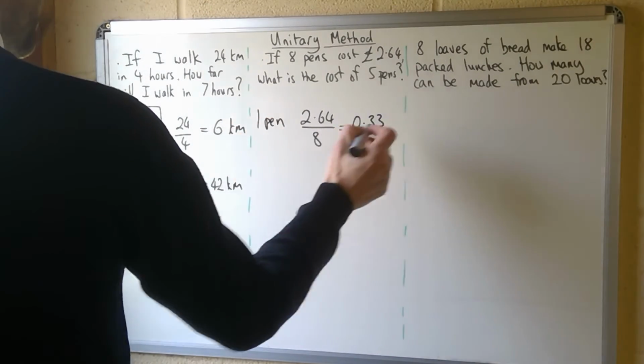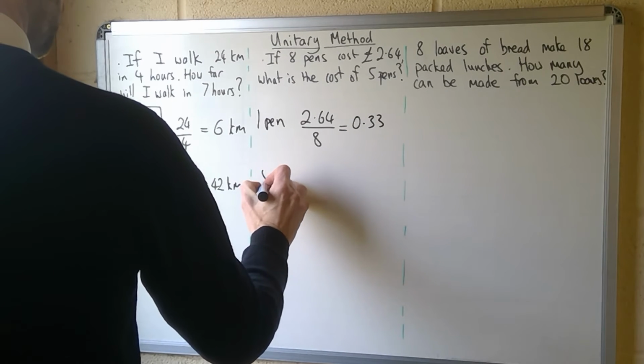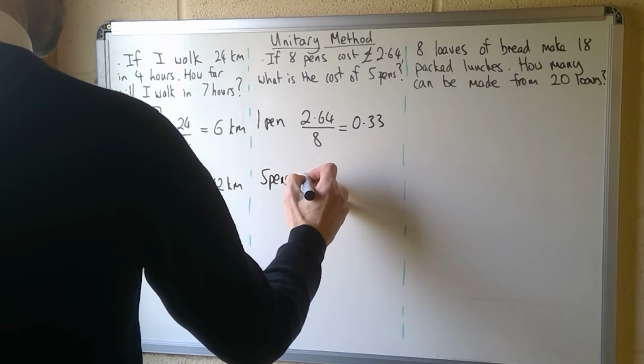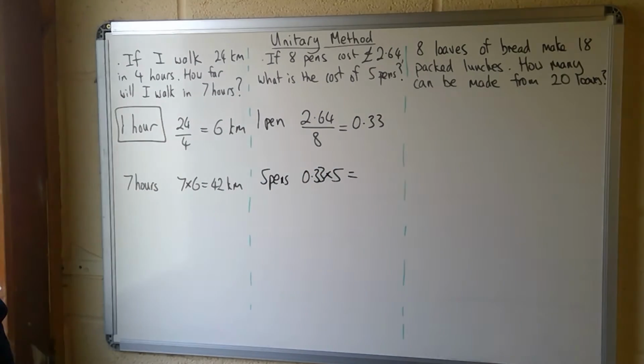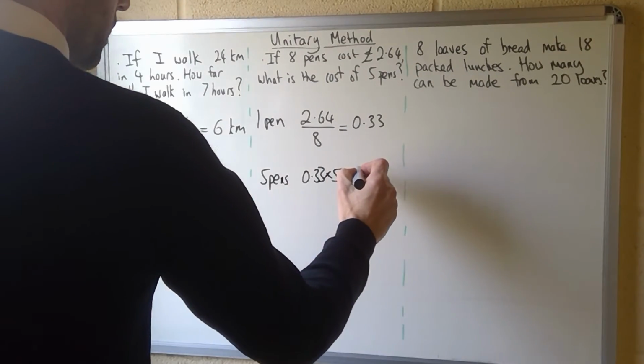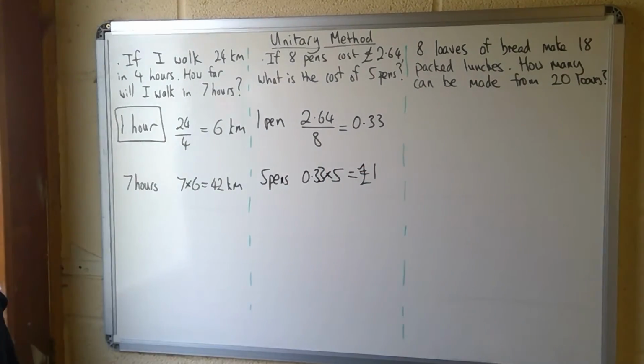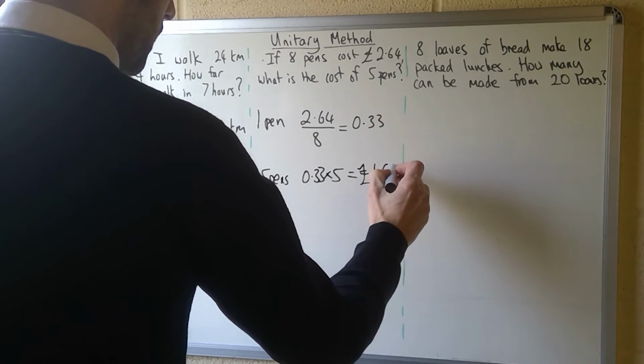And so once you've worked out what 1 pen costs, to work out 5 pens, you simply multiply this amount by the number of pens you've got, in this case 5. So 33p times 5 is £1.65.